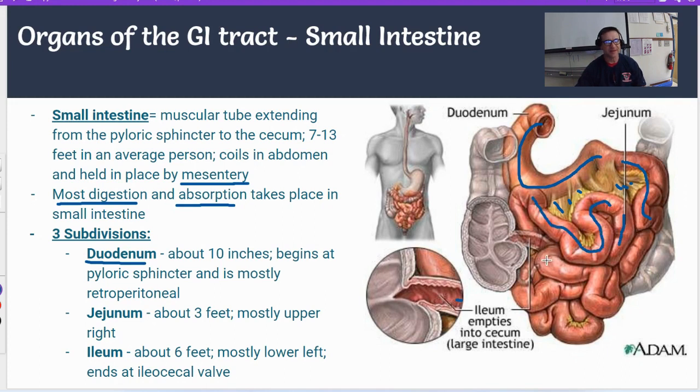And then the last part will be the ileum, which is about 6 feet in length. So all this, you're not going to need to know exactly where the jejunum stops and where the ileum begins. You're not going to need to know that. But just know the last part is called the ileum.